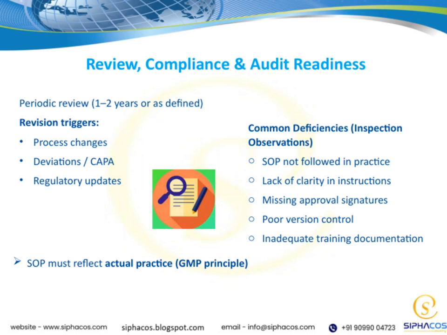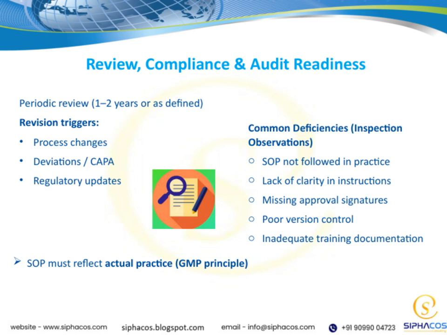Missing approval signatures can undermine the document's validity, and poor version control makes it difficult to track updates or ensure everyone is following the latest procedures. Inadequate training documentation is another critical area. If training records are incomplete or missing, it raises questions about whether staff truly understand their responsibilities.